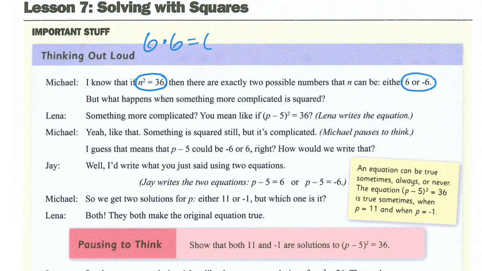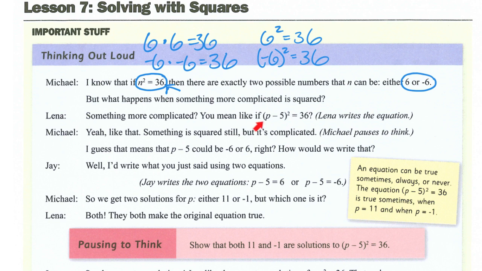That's because 6 times 6 is 36, and negative 6 times negative 6 is also 36, and negative times a negative is a positive. So we could say that 6 squared equals 36. That makes this equation true. We could also say that negative 6 squared equals 36, and that also makes that equation true.